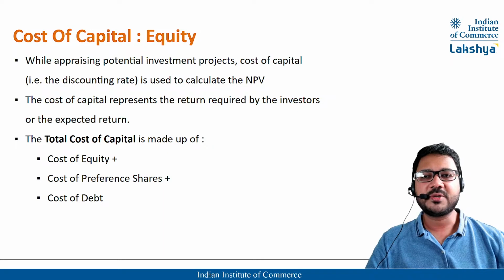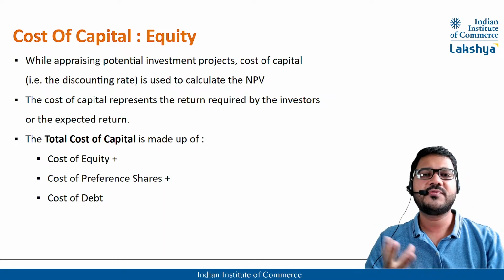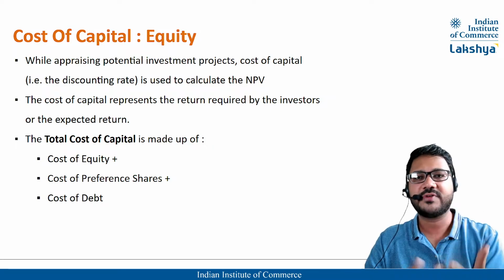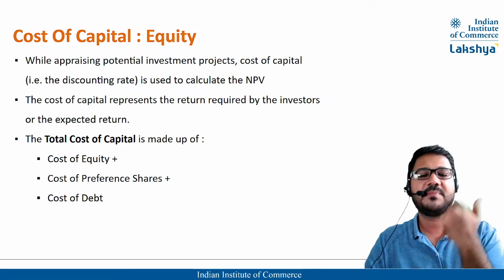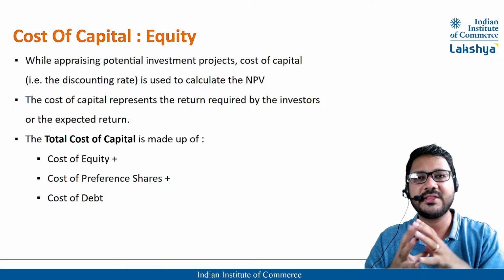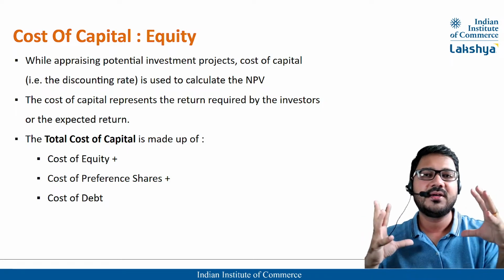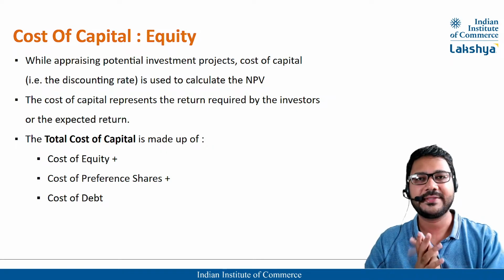Now, cost of capital equity. The overall cost of capital is made out of, as the word suggests, cost of capital. So, all the sources of capital. Equity is one of them, preference share is another, debt is another. Individually, you'll find the cost and then get a weighted average, and that's how you arrive at your WACC.